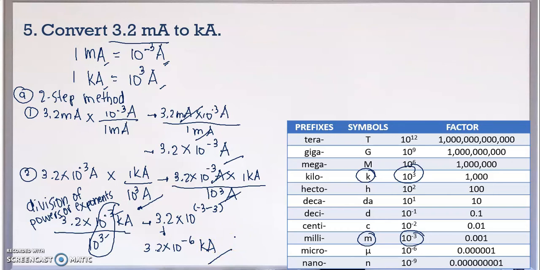Again, in the two-step method, the first unit is converted to the base unit, and the base unit is converted to the desired unit. But if you don't want this long method, you can resort to the second method, which is called the all-in-one go. This second method is just a combination of the two steps of the first method.